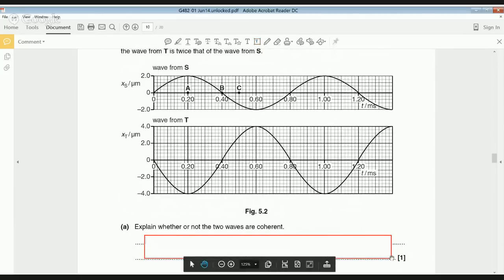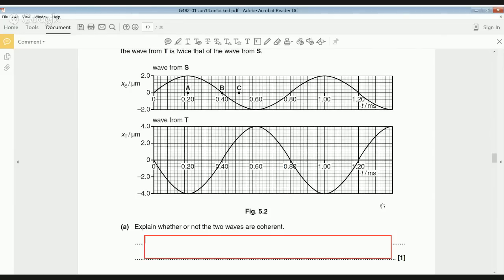Well, the definition of a coherent wave is one that has a constant path difference. Characteristics of that, I mean, if it's got a constant path difference, it will also have the same frequency. The 2 waves will have the same frequency. The way to spot that is, do the 2 waves become out of line with each other? And you can see they don't here. The peaks and the troughs match up. It's perfectly out of phase with each other. There's a constant phase difference.